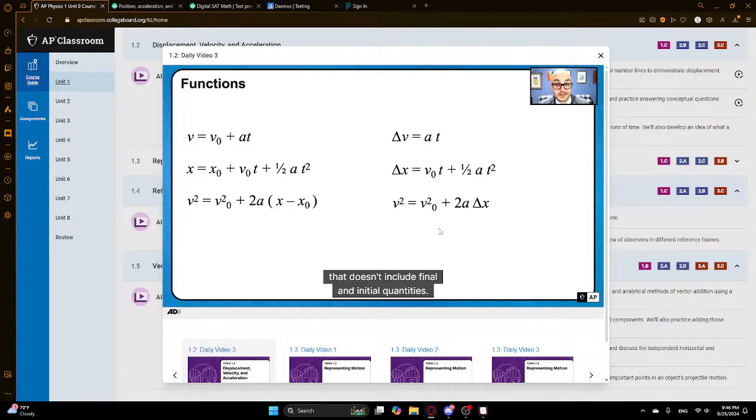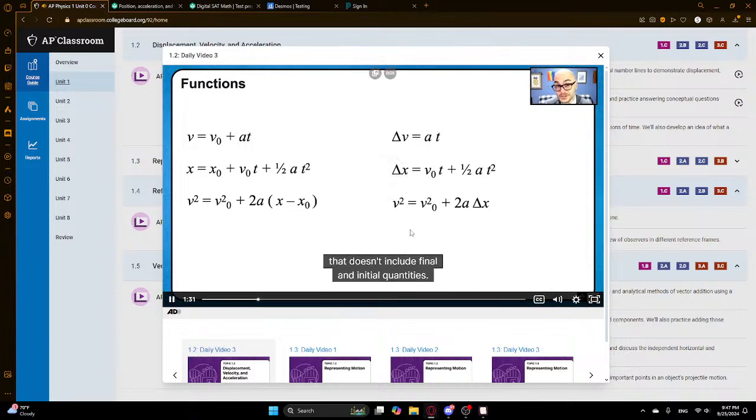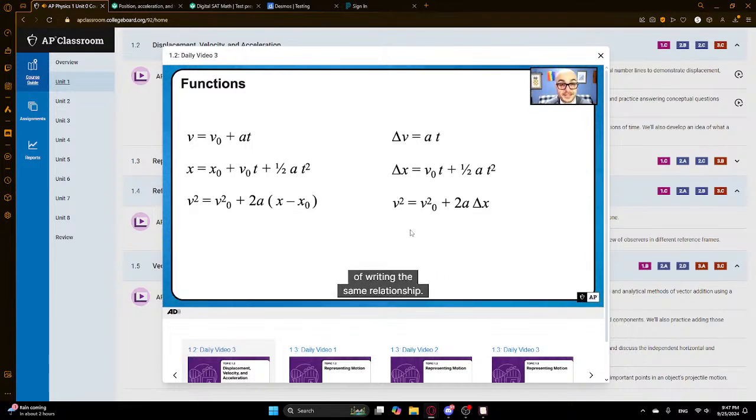Finally, velocity squared is initial velocity squared plus 2 times acceleration times final position minus initial position, just the same as velocity squared equals initial velocity squared plus 2 times acceleration times the change in x. That doesn't include final and initial quantities, but each row shows us 2 different ways of writing the same relationship.